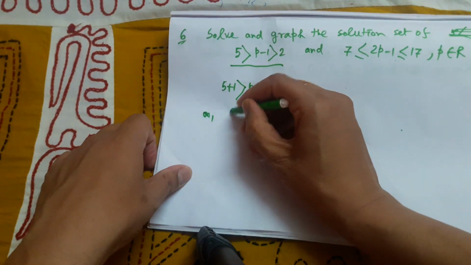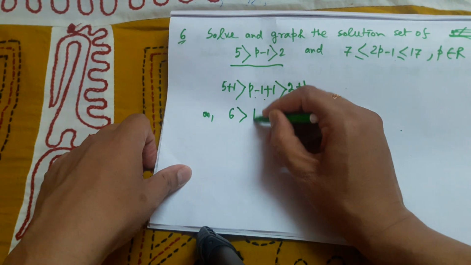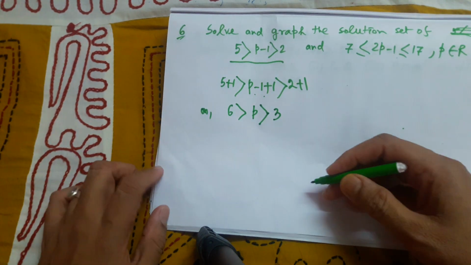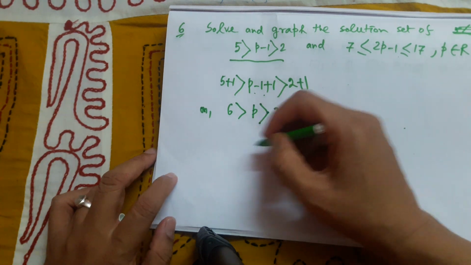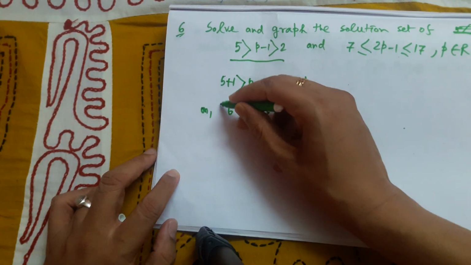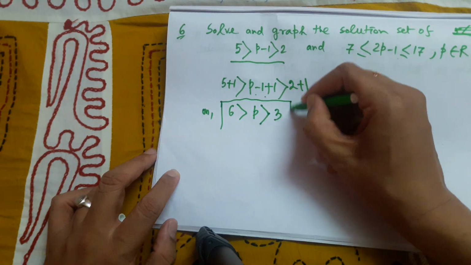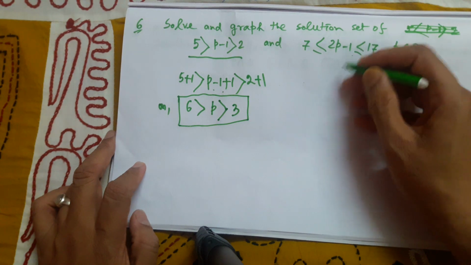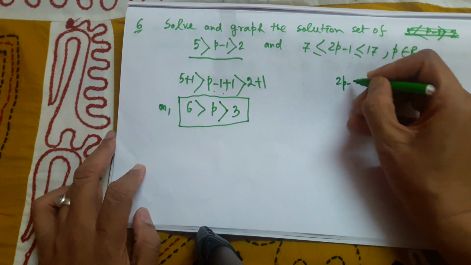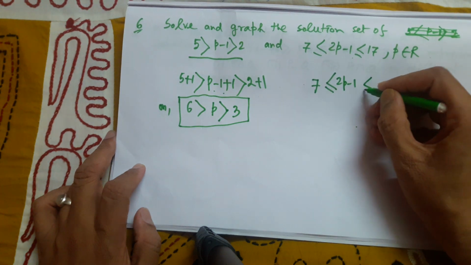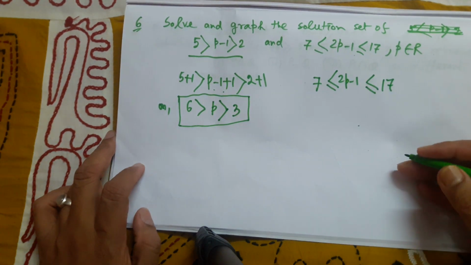Right, now this is 6, this is p, and this is 3. So p is greater than 3 and less than 6 from the first inequation. Next inequation is 2p minus 1 greater than or equal to 7 and less than or equal to 17.